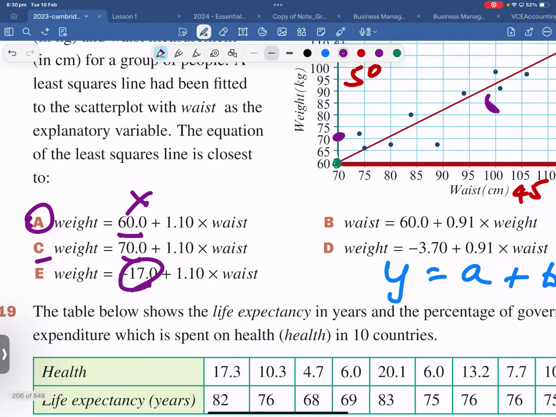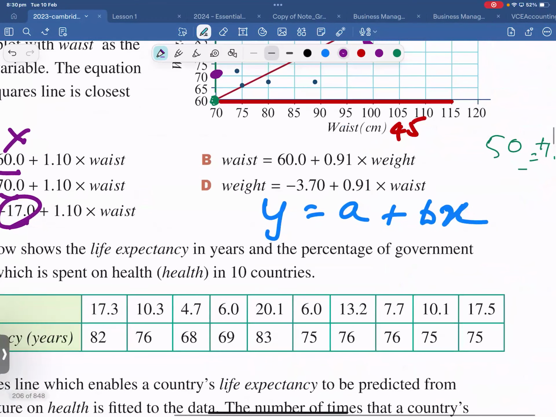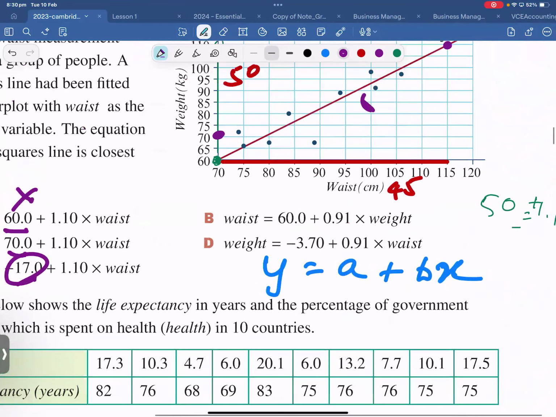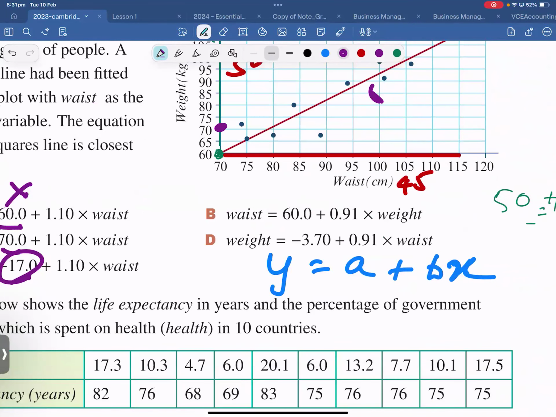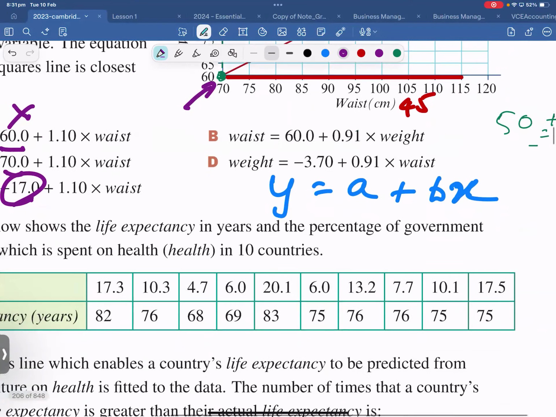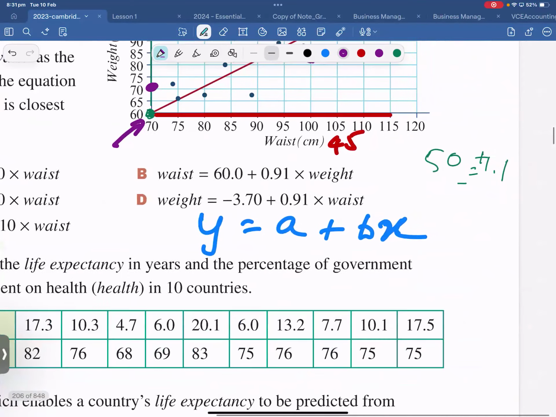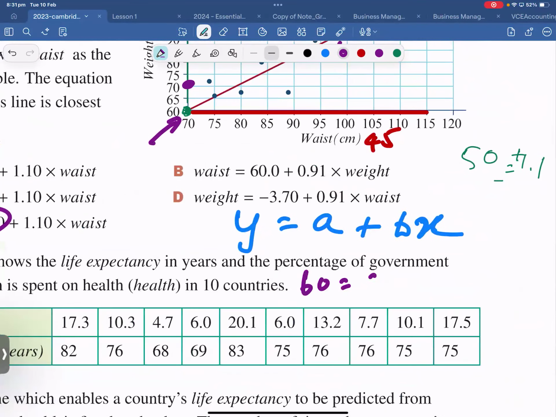However, if you want to calculate mathematically, what would you do? You would pick any coordinate. I'm going to pick this one, 60 and 70. Then I would say the y value is 60. How can I write it? Y is 60. A we don't know. B we calculated 1.1. X we calculated 70.